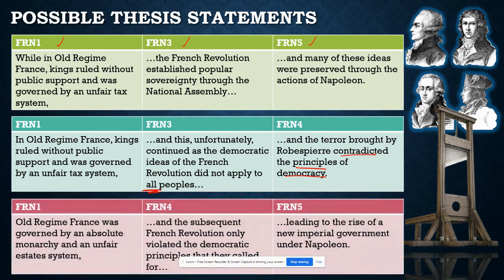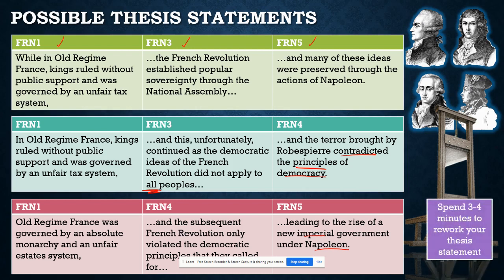Let me provide one more. Old regime France was governed by an absolute monarchy and an unfair estate system, and the subsequent French Revolution only violated the democratic principles that they called for, leading to the rise of a new imperial government under Napoleon. Again, another negative sample. If you need to pause the video here to look at these samples further, please do so. Otherwise, you should be able to rework from these samples the thesis statement that you've generated.